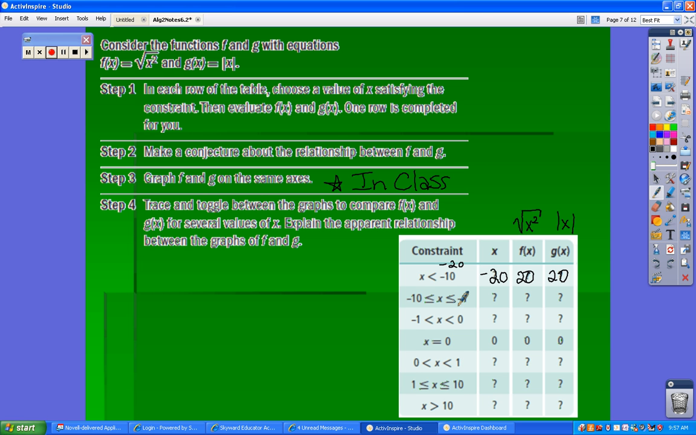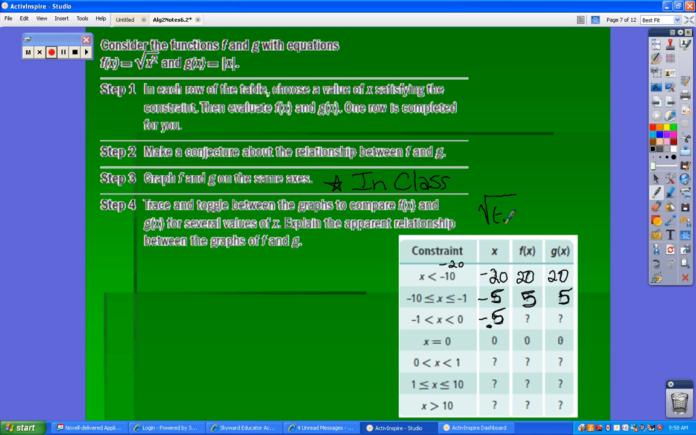A number between negative 10 and negative 1. How about negative 5? Square root of negative 5 squared, that's the square root of 25, that is 5. Absolute value of negative 5 is also 5. Okay? How about a number between 0 and negative 1? I like negative 0.5 or negative 1/2.